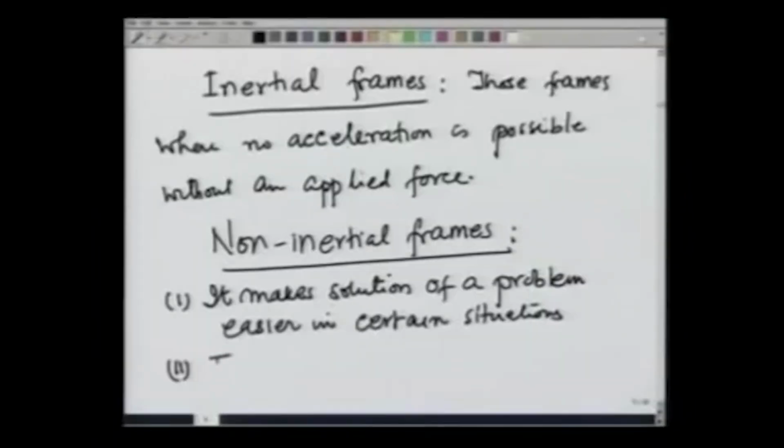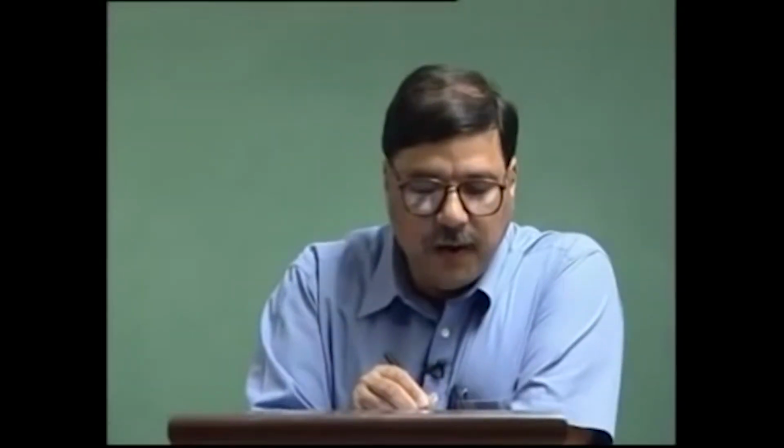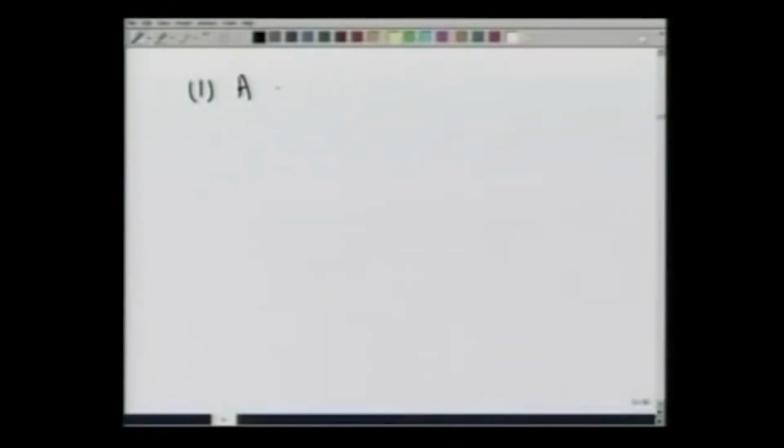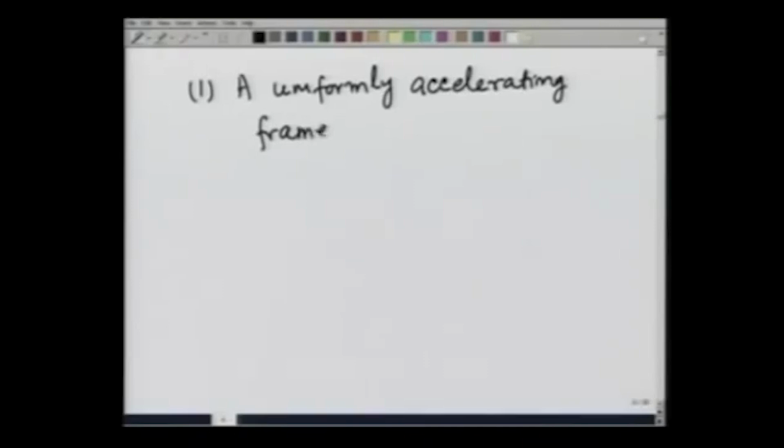For example, the earth, because of its rotation, is a non-inertial frame, and therefore it has effects that are measurable and significant. So for these two reasons, we will now work on how to solve problems in non-inertial frames. We will be considering two kinds of frames. One, a uniformly accelerating frame, and two, a rotating frame.